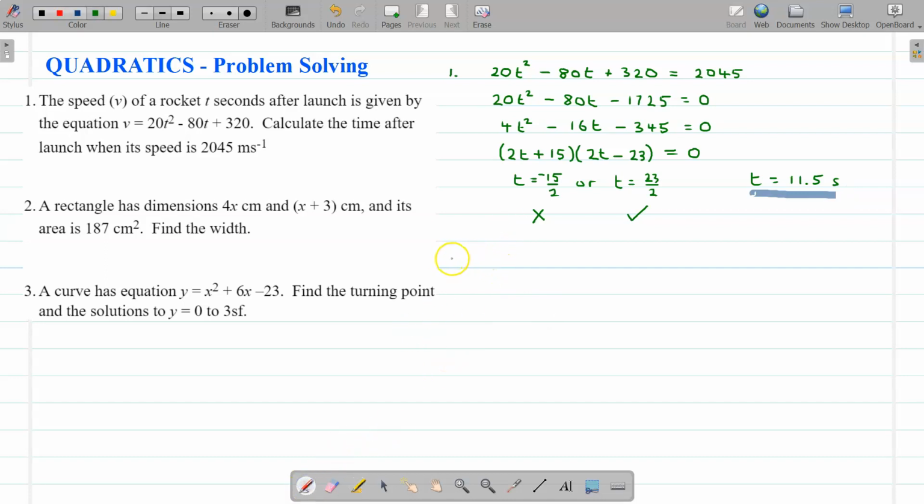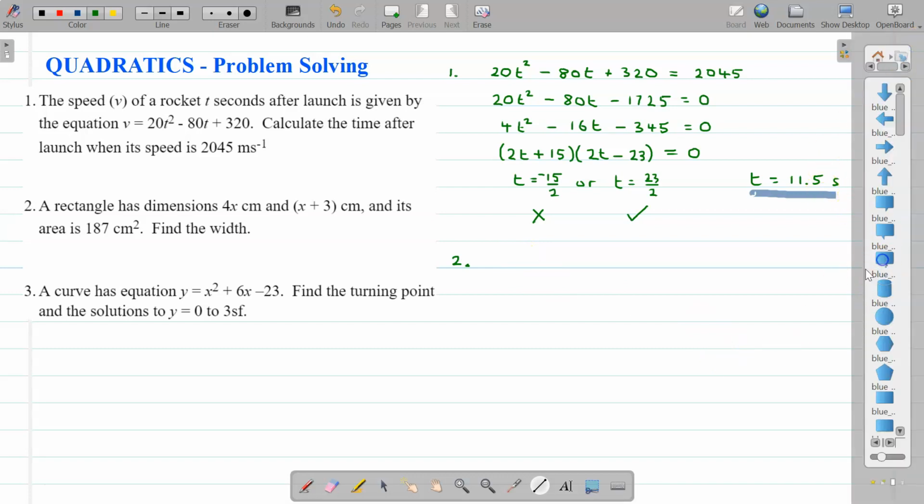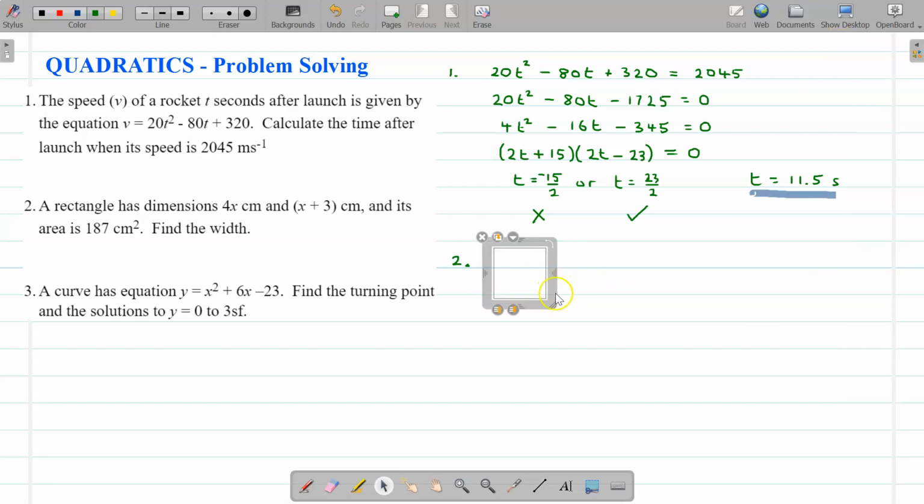Okay, question 2 is concerning this rectangle. Now we could do a little sketch, but it's not particularly difficult to understand what's going on here. Okay, so we've got a rectangle and it looks something like this. Okay, if we just bring that out here, I'll just make it look more like a rectangle than a square. Okay, so we just stretch it out a bit here. And we've got a length and a width.